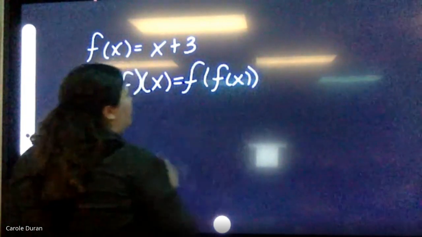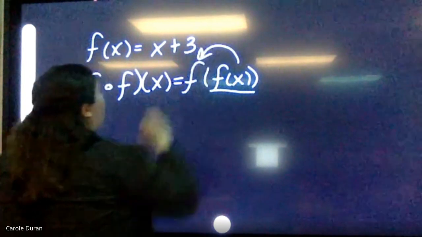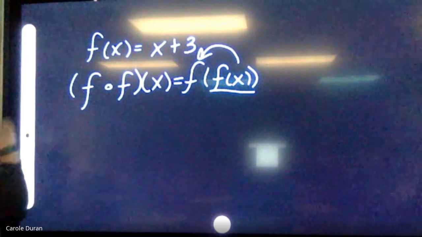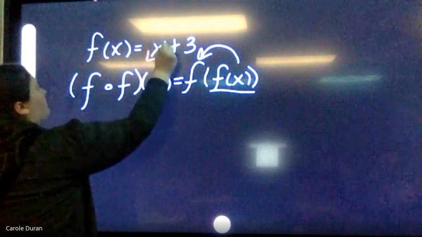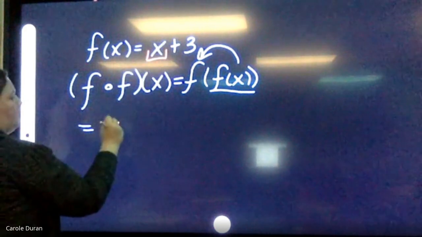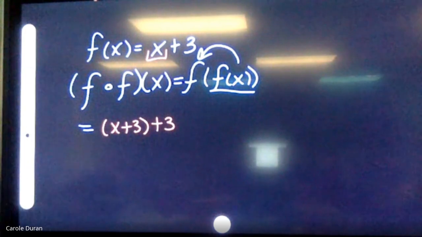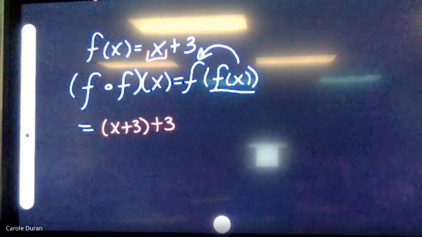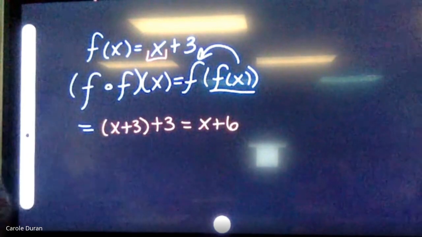So in the secondary notation, it would look like this. And then I'm taking f and plugging it in to f again. It's like inception. So this is equal to my x replaced with x plus 3 and then plus 3. So I just replaced my variable with my entire f function. It just so happened that I was plugging it into itself. So that became x plus 3 plus 3, which equals x plus 6. Are we all okay with that?